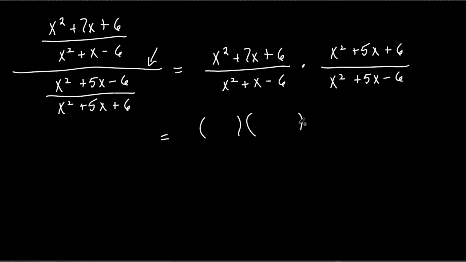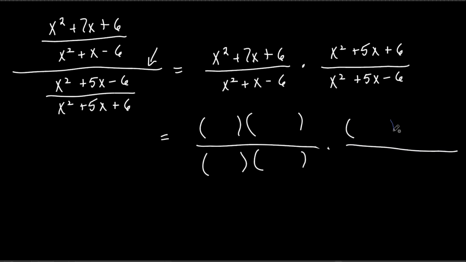So I'm going to do this top one right here, x squared plus 7x plus 6. I'm going to factor it and put it here. And then the bottom one, the x squared plus x minus 6, is going to go right here. And then I'm going to do the same thing here. Put parentheses. Okay, I'm just getting ready to stick numbers in here. There we go. So that's what I'm going to do. I'm going to take this, factor it, put it here, put it here, put this here, put this here. All right, let's do it.